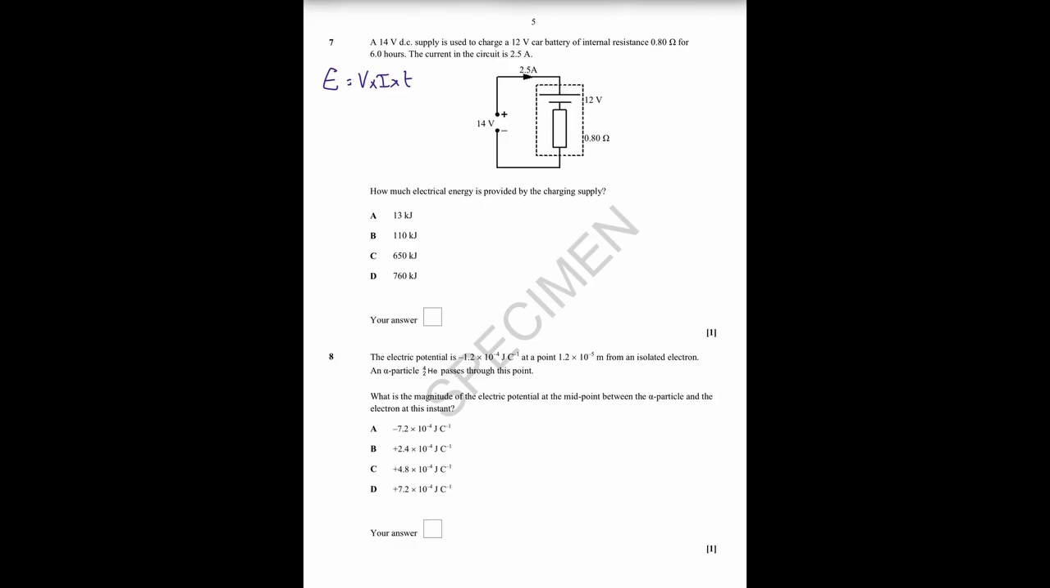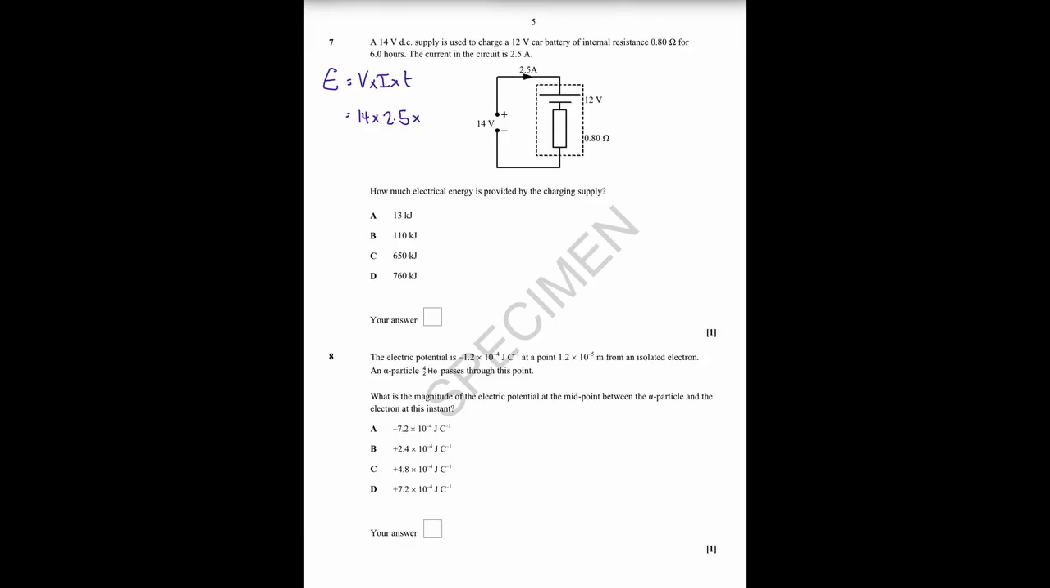And have I got those values in there? Well, I've got two V's, I've got 14 and I've got 12. Which one do I care about? Well, it says how much energy is provided by the charging supply. So that's the one that I care about. So which one is the charging supply? It's 14. So I'm going to put 14 in there. Have I got the current? Yeah, I have. It's 2.5. And because it's a series circuit, I know that's going to be 2.5 everywhere. So I don't need to worry about that.